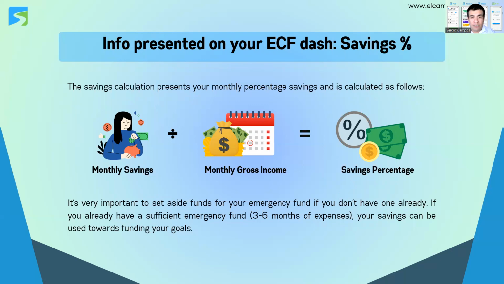And it's very important to set aside funds for your emergency fund if you don't already have one, which we mentioned before. So the savings, if you don't have an emergency fund, would go hopefully towards accumulating an emergency fund. If you already have sufficient emergency savings, then those savings would be directed towards your goals, ideally, but it's up to you. Maybe that would go towards paying off high interest debt, so the surplus could go to a lot of different things.